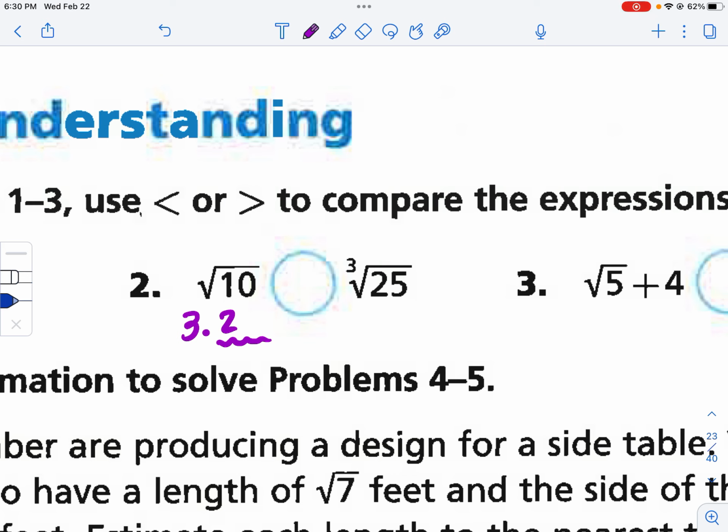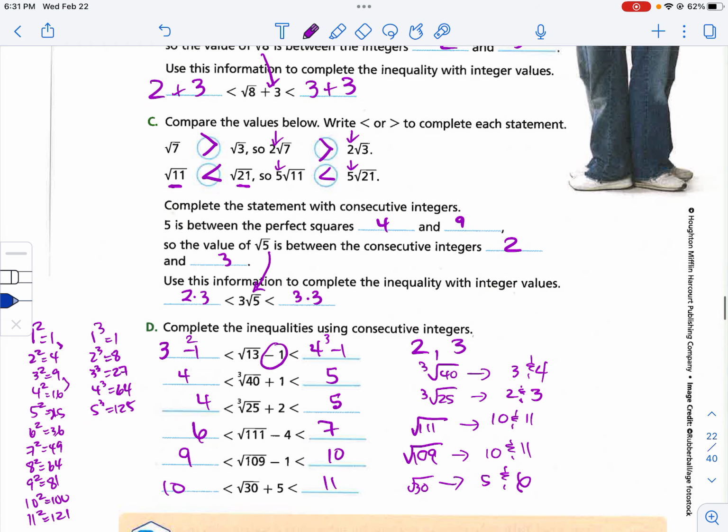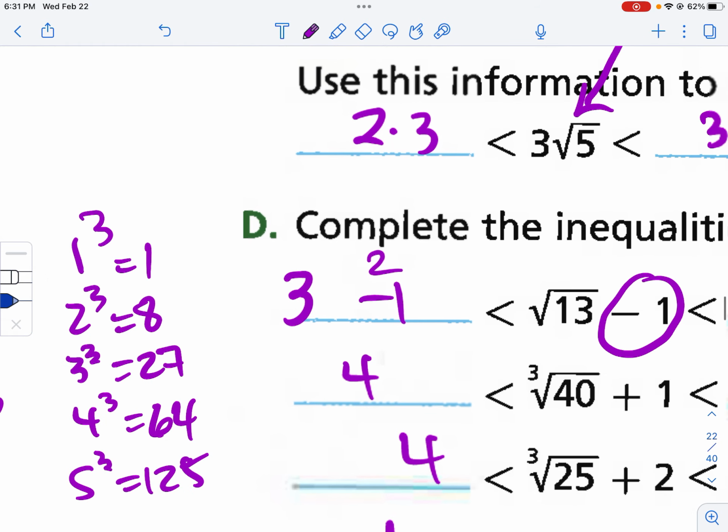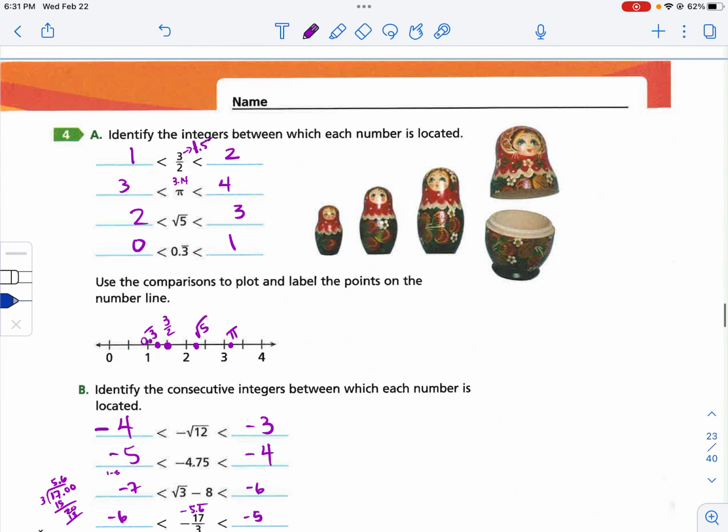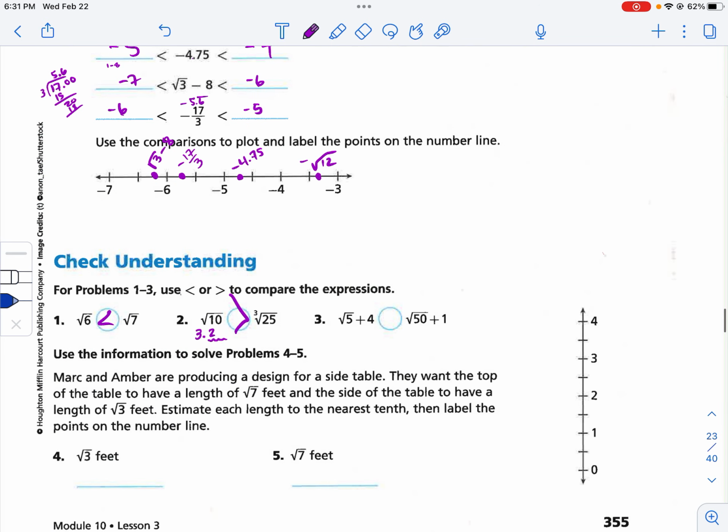Oh, did I mess up on that? I may have messed up on that. Oh, it's going to be 2 point something. Oh, okay. Sorry about that. So it's automatically greater.